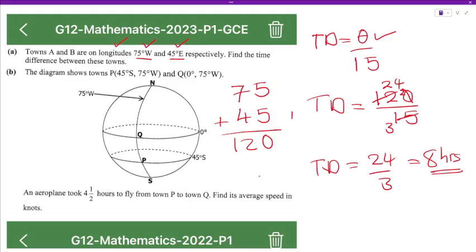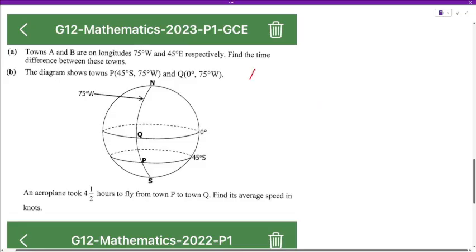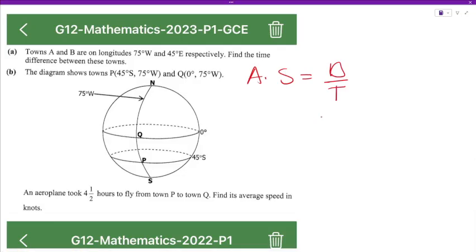An airplane took 4.5 hours to fly from town P to town Q. Find its average speed. Okay, average speed, the formula is simple. It's the same as the one for distance. Average speed is just simply distance over time, or total distance if you like, total distance taken over total time taken. When you go to speed time graph, it's the same formula as well.